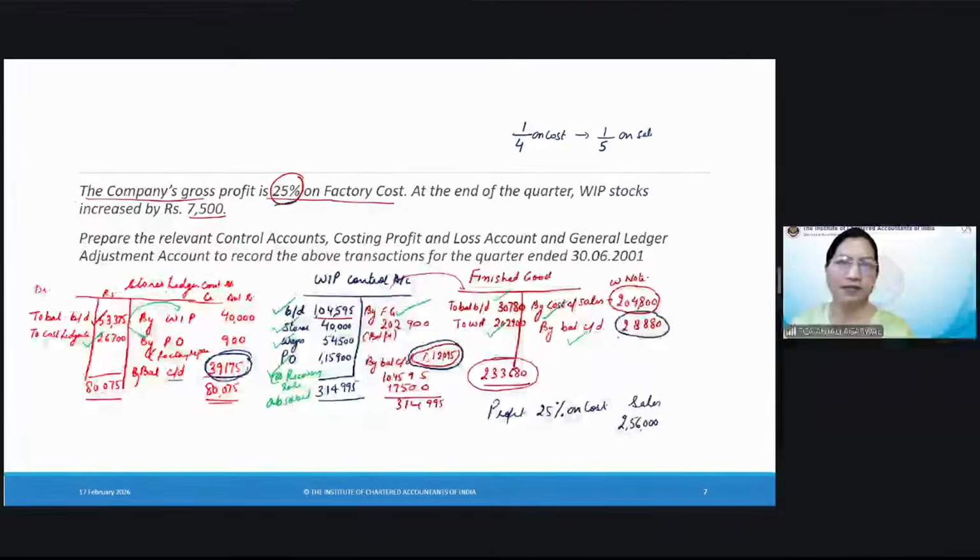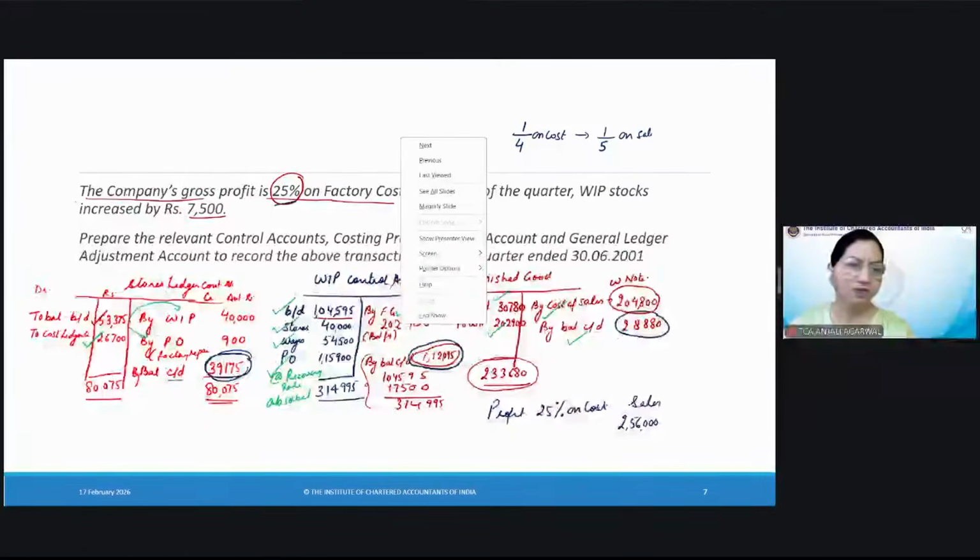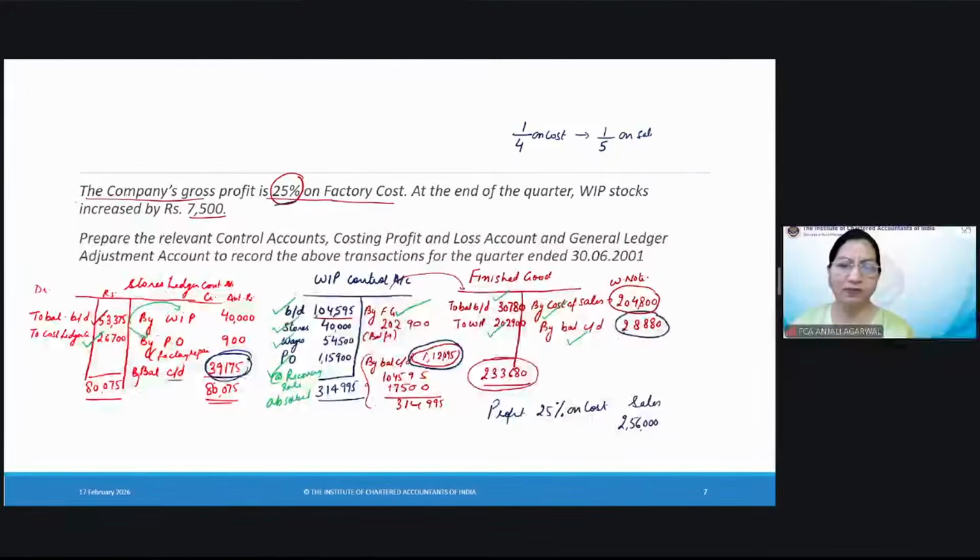And what remains is the balancing figure. In WIP, the balancing figure was given as 7,500 more than opening. So from there, this balancing figure came. And in stores, the balancing figure was of closing stock. So in all three situations, you have to complete the stores ledger, WIP and finished goods in three different ways. Stores ledger, very direct method. Whatever remains is the balancing figure of closing stock. In WIP control account, the balance c/d is given as 7,500 more than the opening. Therefore, the balancing figure comes out of what has been transferred to finished goods.